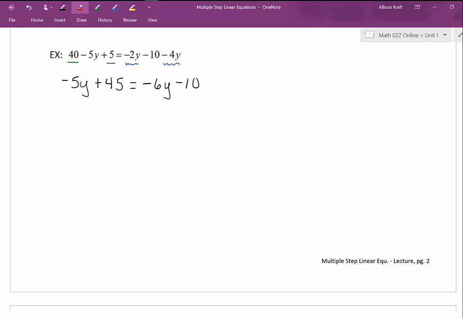Since it's a minus 6y, I'm going to add 6y to both sides. The reason I choose to move the term that has the smaller coefficient is that it's going to eliminate having a negative coefficient on the variable when I'm left over.